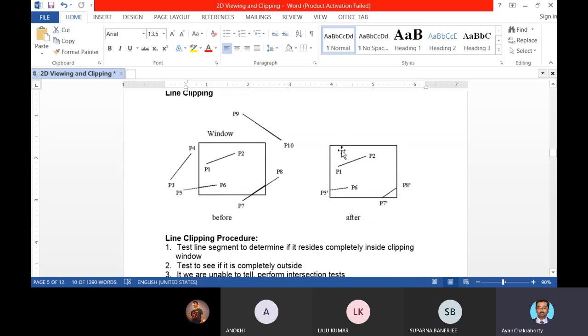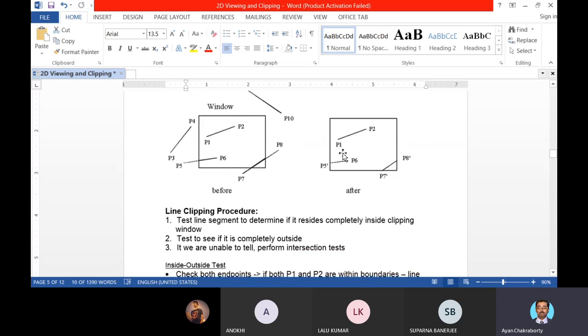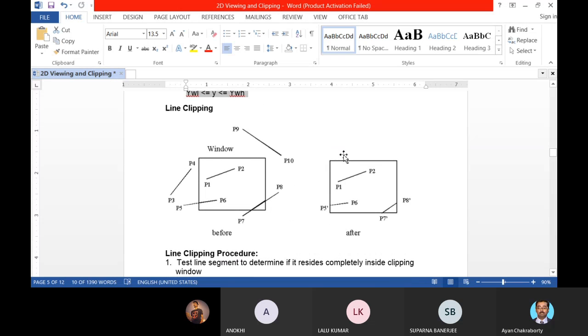So now we will go for line clipping. Point clipping has been done. Now we will go for line clipping. So we will start with the basic and naive algorithm for line clipping technique. As you can see here, there are two images. One is before and another is after. Before means before applying the line clipping algorithm, and this is after the application of line clipping.